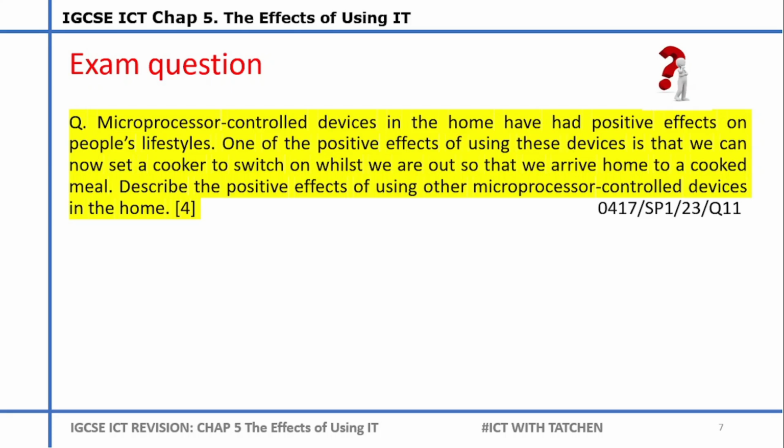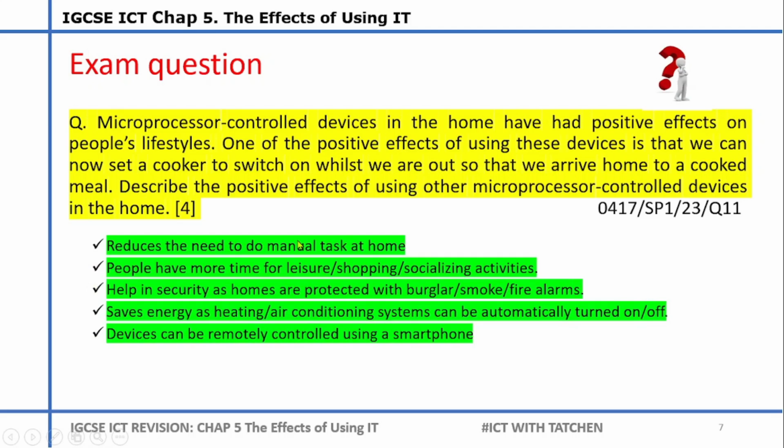Yeah, just imagine you coming back from work and you come home, nobody's in the house, but your cooker has cooked food for you. Can you imagine that? So now they're asking you to describe the positive effect of using other microprocessor controlled devices in the home. So can you just think about this for a second? And this is actually fascinating. As I always say, ICT, its real life applications are really, really important. That's what I always tell my students.